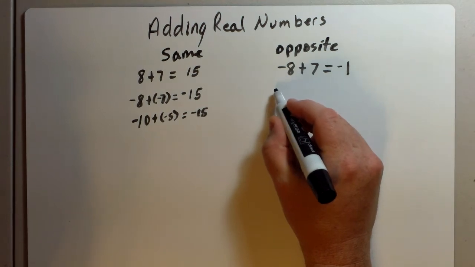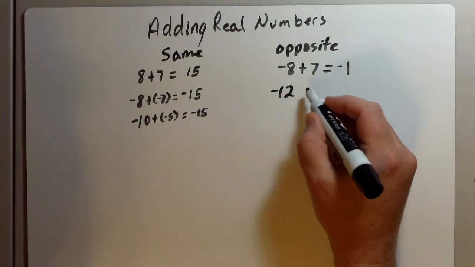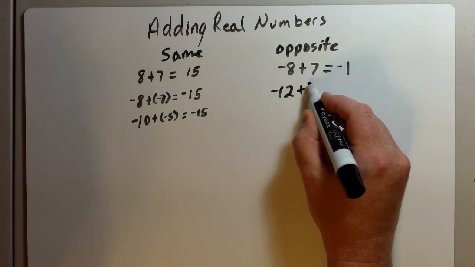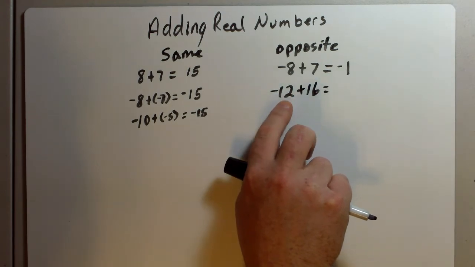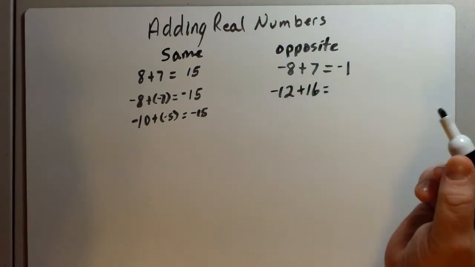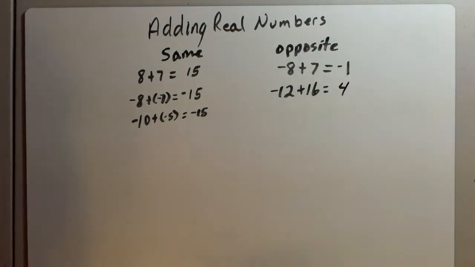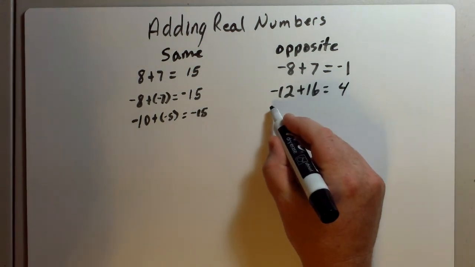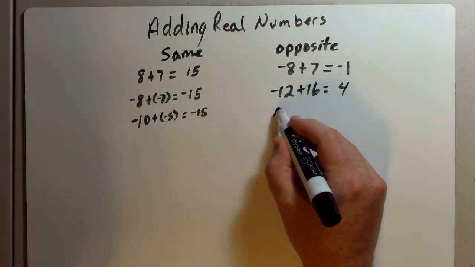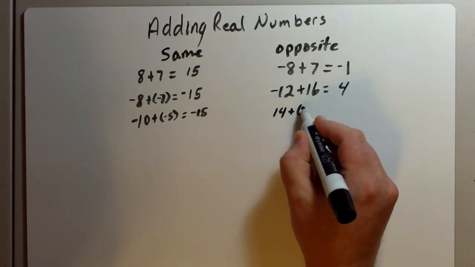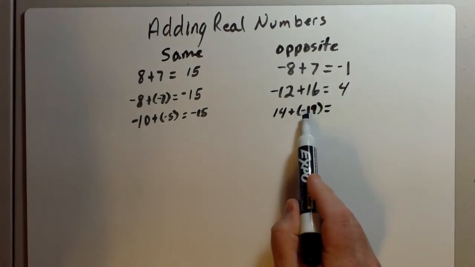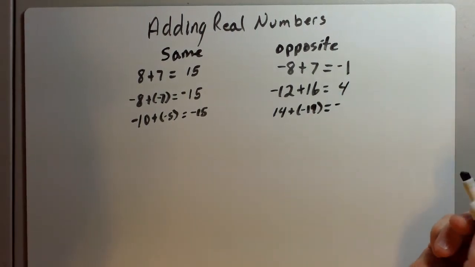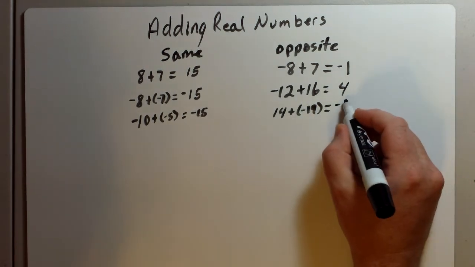So let's say we do negative 12 plus, let's say 16. We look at these two and we can see there's more positives than there are negatives. And we'll do 16 minus 12, we'll get 4. And since there are more positives, we're going to leave it as a positive 4. And it doesn't matter what order we write these in. I could do, let's say 14 plus negative 19. And in this case, I can see there's more negatives, so I'm going to have a negative answer. And 19 minus 14 leaves me with 5.